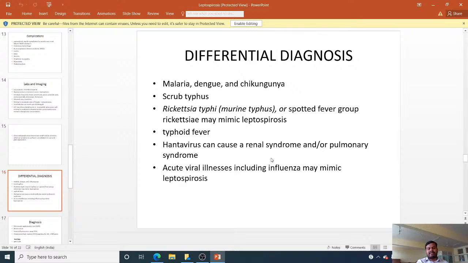Okay, hantavirus can cause renal and pulmonary syndrome. In a patient with severe leptospirosis, there can be pulmonary involvement. I mean, the patient might go into ARDS, and there can be renal failure. So this kind of virus can cause renal and pulmonary syndromes. So you should also differentiate leptospirosis from the hantavirus kind of infection. And acute viral illnesses can also mimic leptospirosis. So you should always keep in mind to rule out all these diseases, okay, to get to your diagnosis.